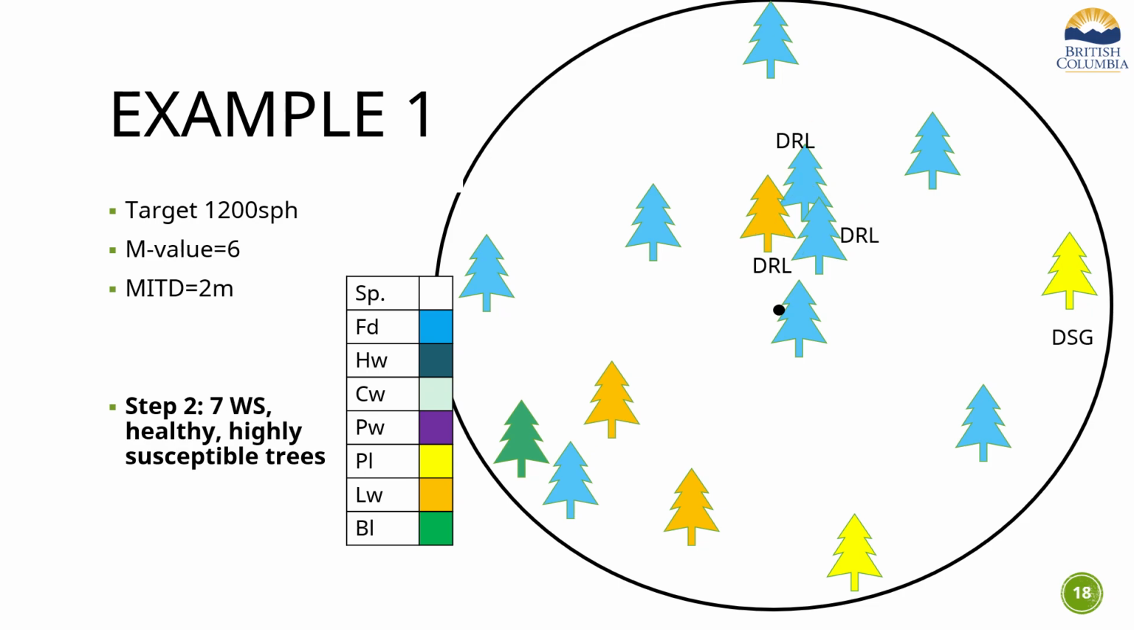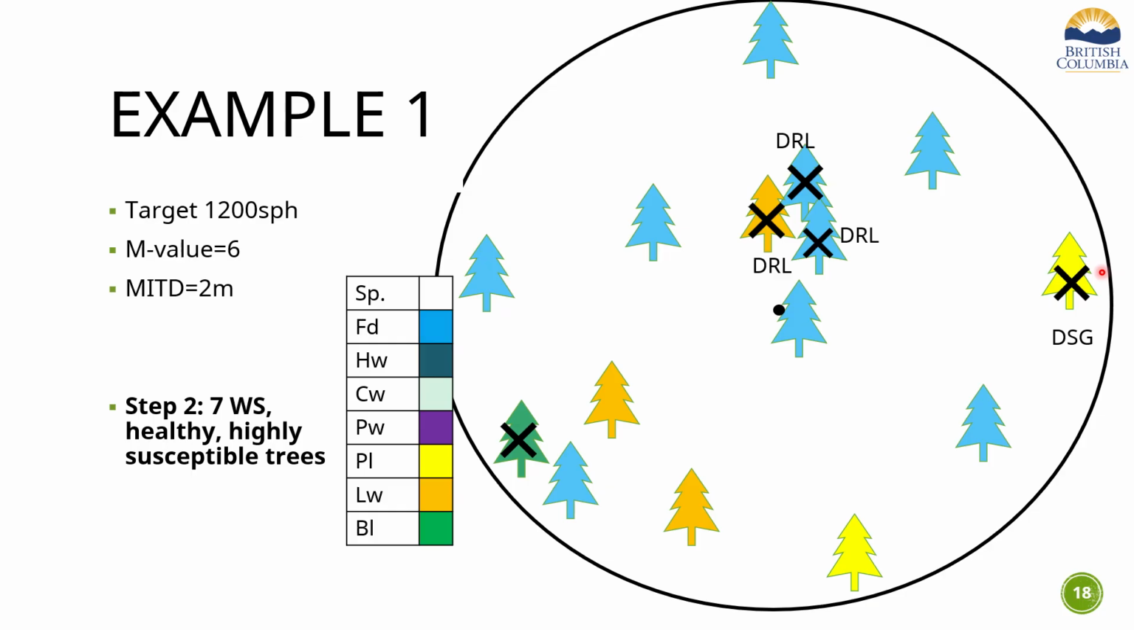For step 2, we need to count the total number of healthy, highly susceptible, well-spaced layer 2, 3, and 4 trees in the fixed area plot, disregarding the M value. So right away, the 3 root disease trees are obviously not healthy, so they get X's. Then the subalpine fir isn't a preferred or acceptable species in our stocking standards, so it can't be well spaced, so it gets an X. Then this lodgepole pine is also out because we already recorded unacceptable gall damage on it, X.